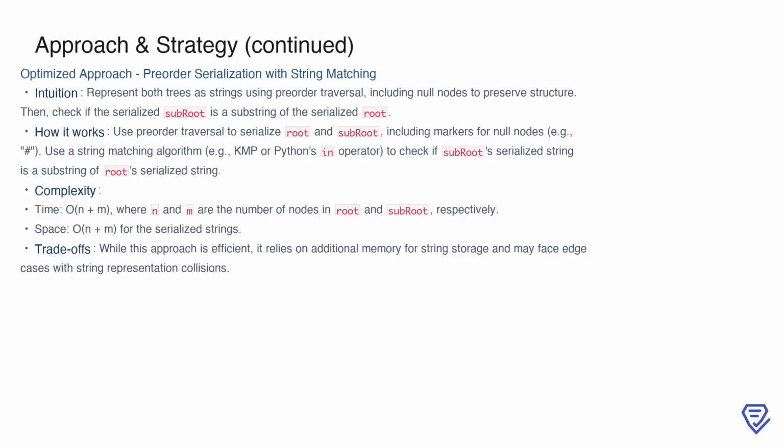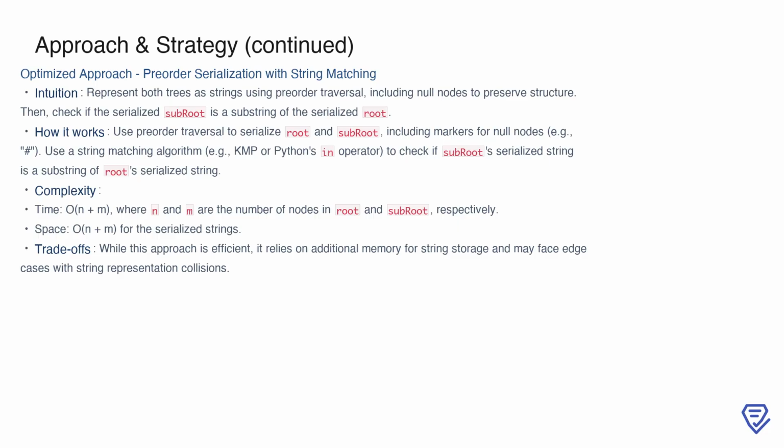Once serialized, we can use efficient string matching techniques to check if the string representing subroot is a substring of the string representing root. This reduces the problem to a substring search, which can be performed in linear time using algorithms like KMP or simply Python's in operator. The time complexity of this approach is O(n + m), where n and m are the number of nodes in root and subroot, respectively, and the space complexity is also O(n + m), for storing the serialized strings.